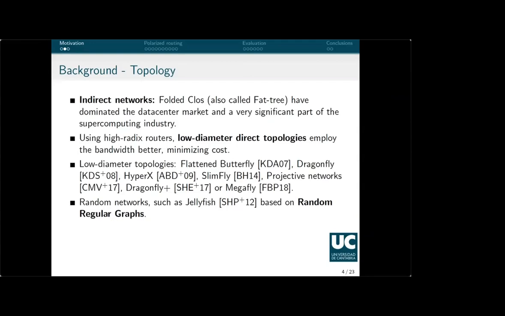There are lots of proposals of these topologies, some listed in the slide, from the flattened butterfly to the Dragonfly+, and each proposal has included a routing proposal. Random topologies are especially notable because they reach a very good throughput per cost, although they present difficulties in aspects such as routing and layout. Indeed, our Polarized routing proposal is centered on random networks, as they are the harder case, but it also works on the others above.